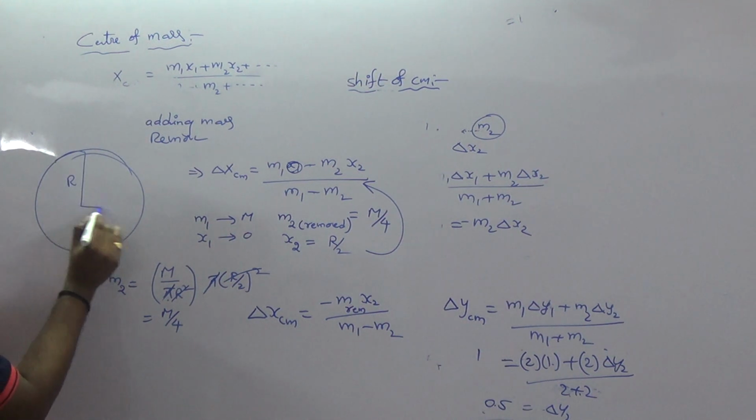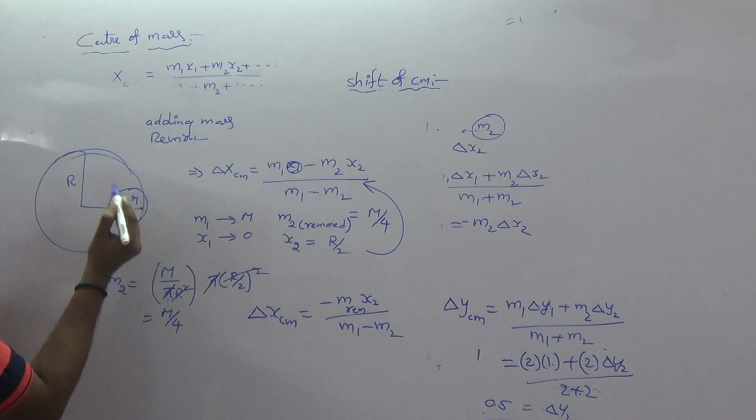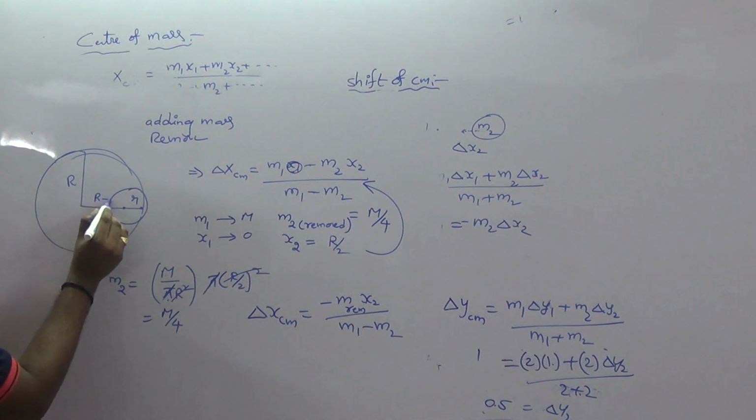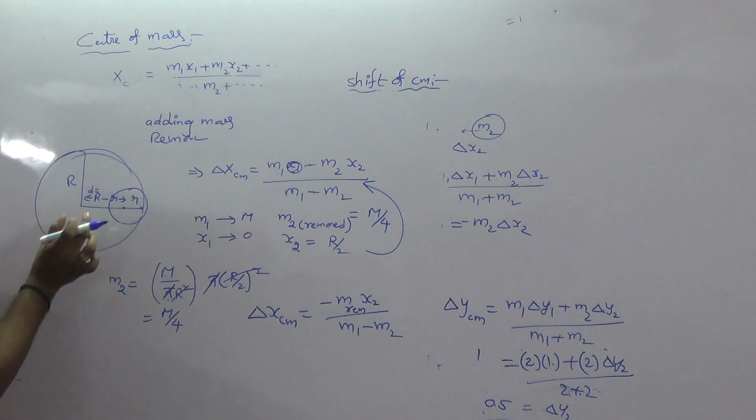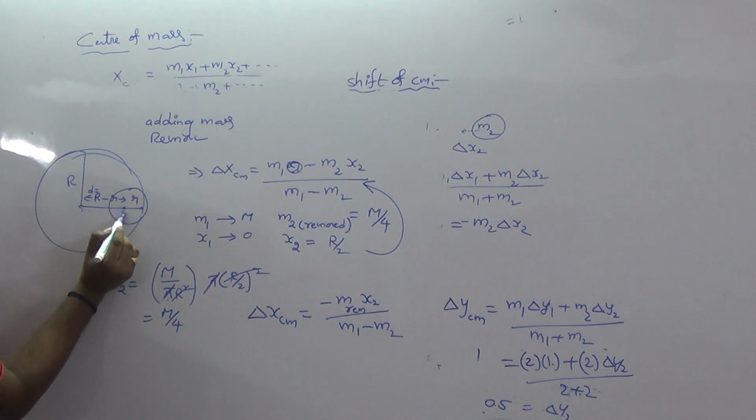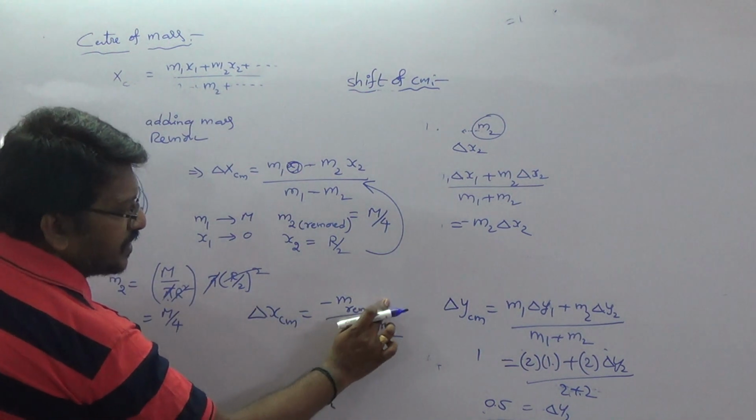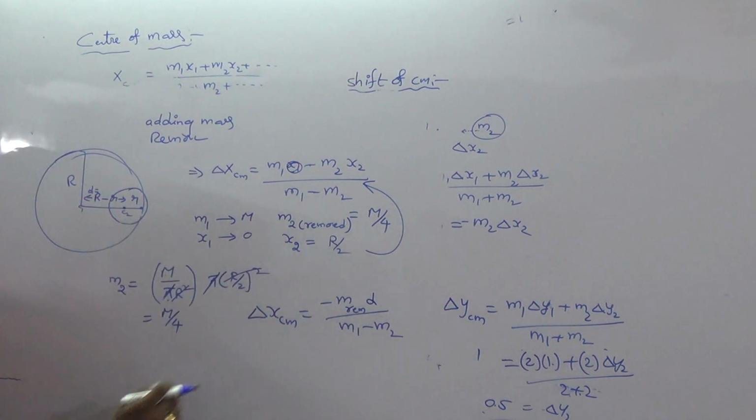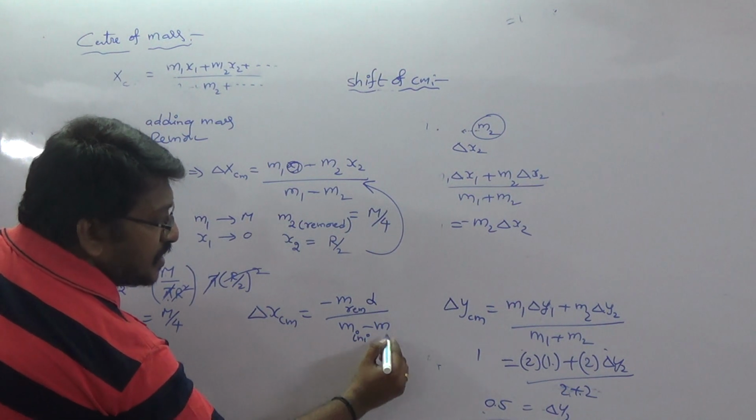Radius capital R. A disc of radius small r is removed. So from here to here, we get capital R minus small r. That is taken as d. D is the distance between the center of mass of the first body and the center of mass of the second body. So x2 I am taking as d, by m1 minus m2. m1 means initial mass. m2 means removed mass.